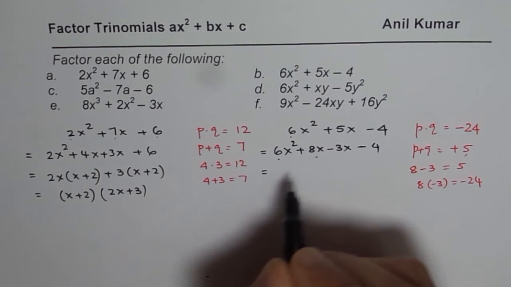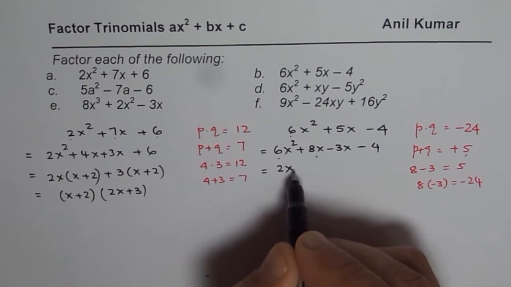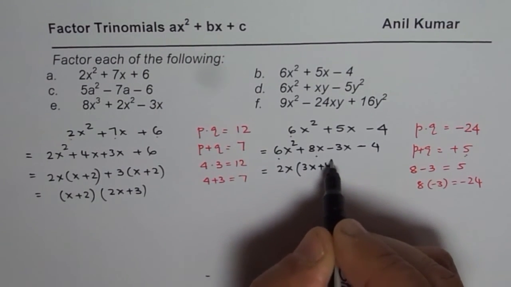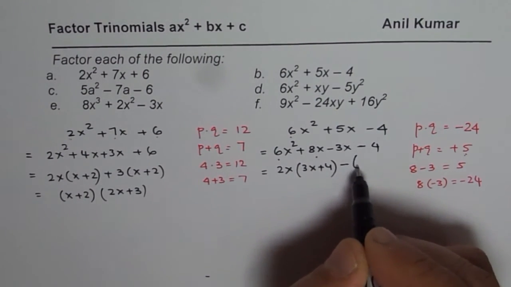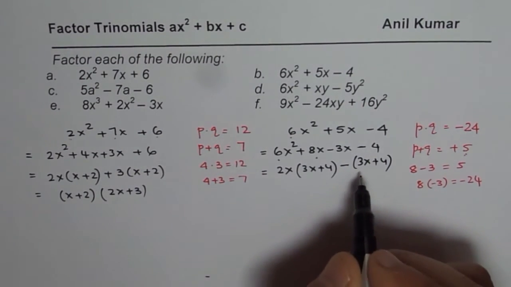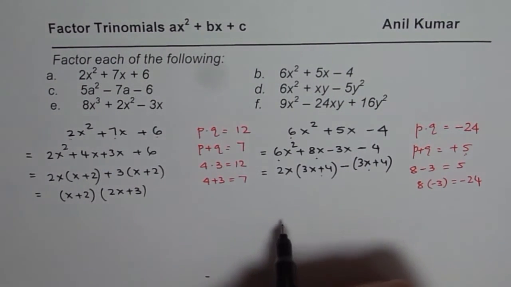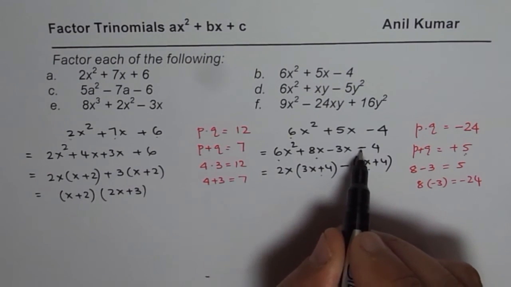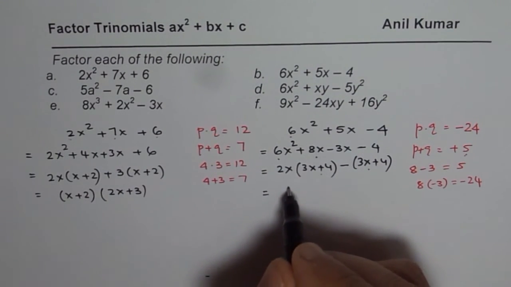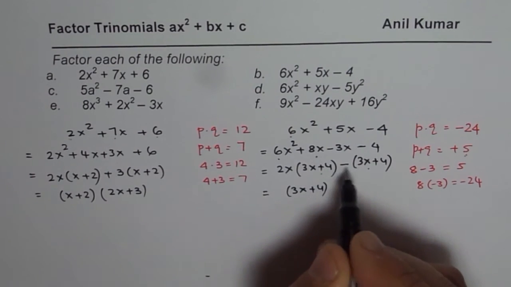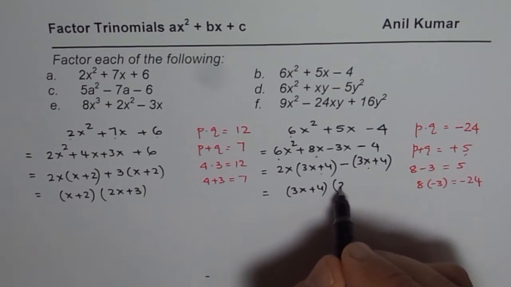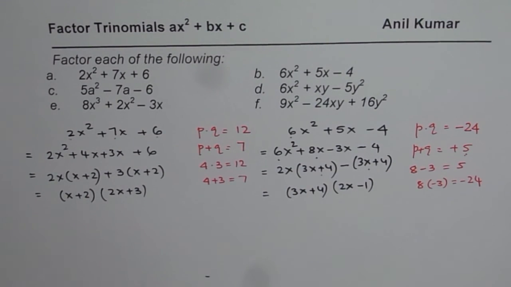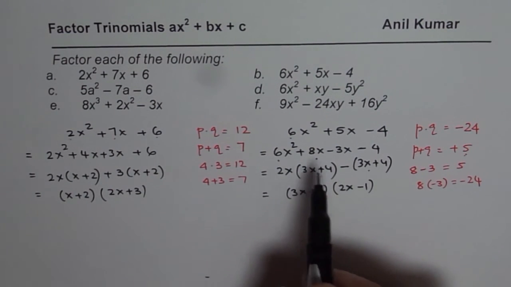Now, in the first two terms, what is common? 2x is common. We are left with 3x plus 4. And here we can take minus 1 common, so we get 3x plus 4. Note, every time you will get the common factor. If not, you've made a mistake. For example, here, when you take minus common, you have to change this sign. Remember that. So now we have 3x plus 4 as a common factor between these two terms, and we get 2x from the first term minus 1 from the next. So that is how you are going to factor this, right? I hope that helps you to understand how to factor such trinomials.